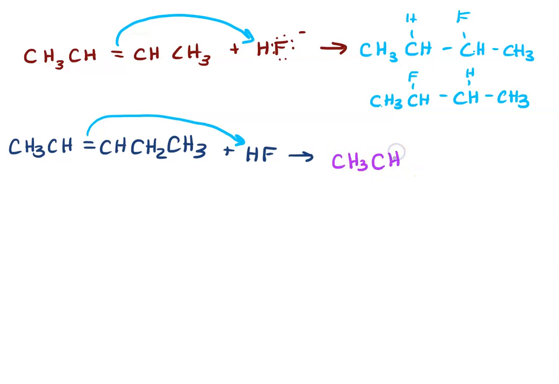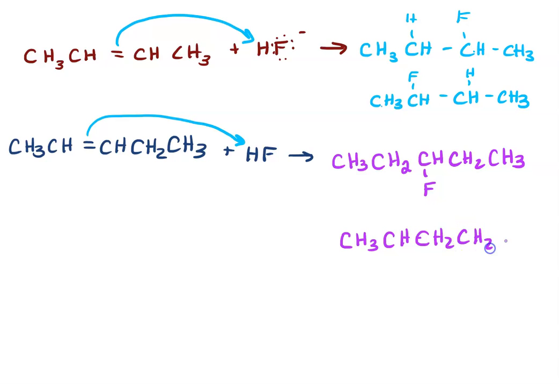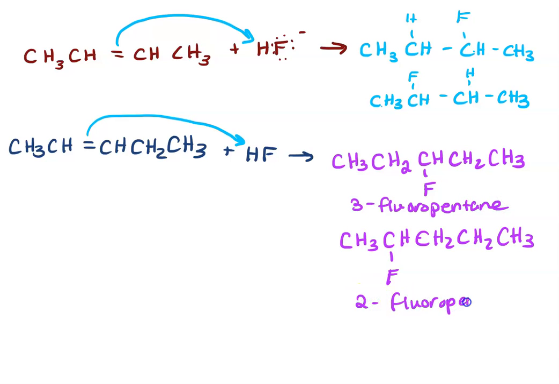So I would have CH3, CH2, CH, CH3, CH3, and then I would put the fluorine over here. Or I could have CH3, CH, CH2, CH2, CH3, and the fluorine would go over here, and the hydrogen went on the second one. So here I would make 3-fluoropentane, and here I would make 2-fluoropentane. Both of these would be in equal amounts because the hydrogens attached are the same. Okay, excellent. So that is our hydrohalogenation.